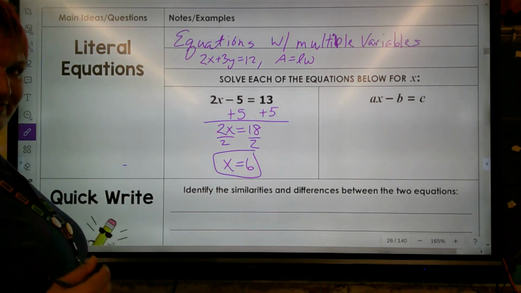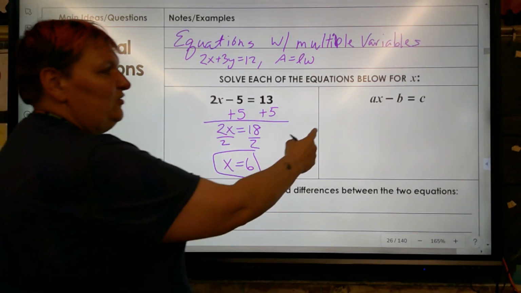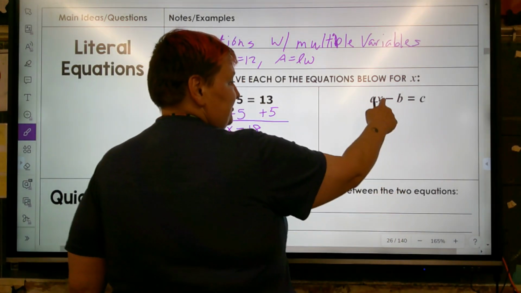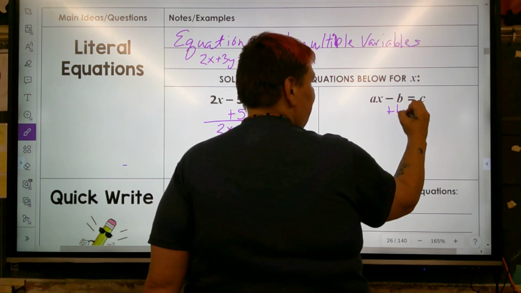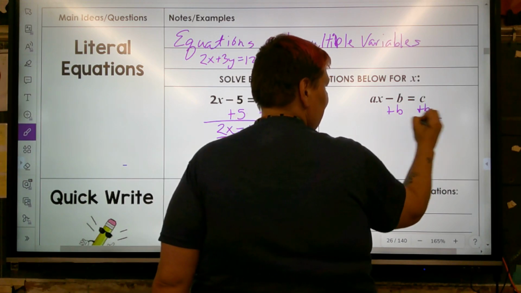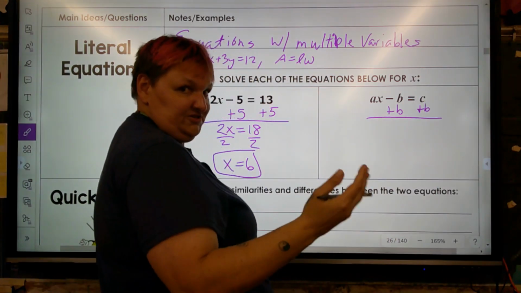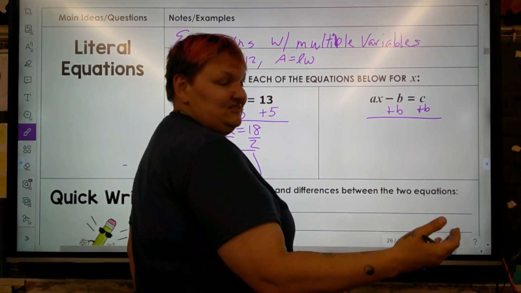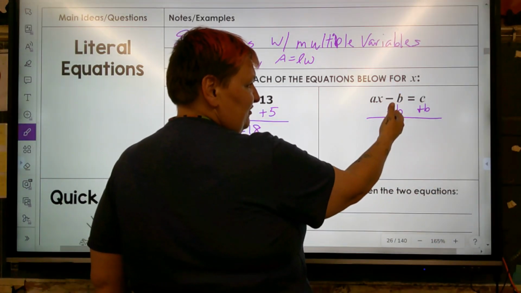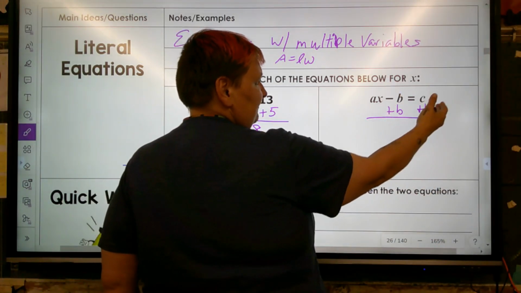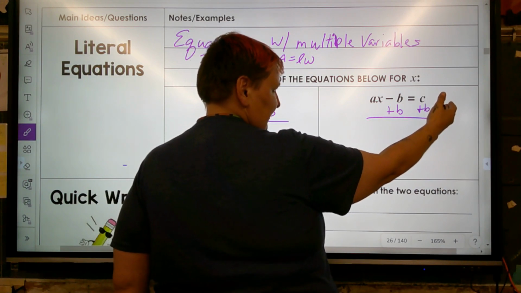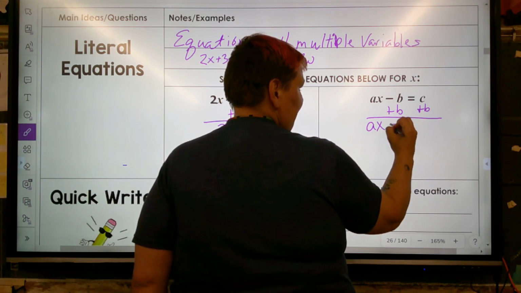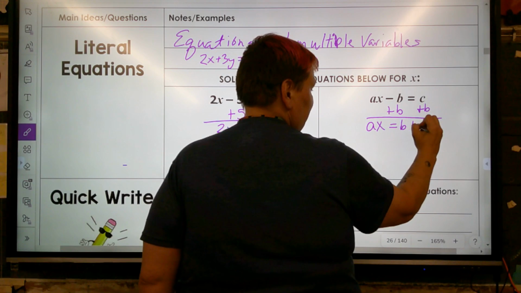What if they're all variables? We still want to isolate the x, right? So there's a negative b, so we're going to add b to both sides, right? We're still using the inverse property. The difference is we don't know what b is. So we're going to use the inverse of negative b to move it to the other side of the equal sign. So now we're left with a times x is equal to b plus c.